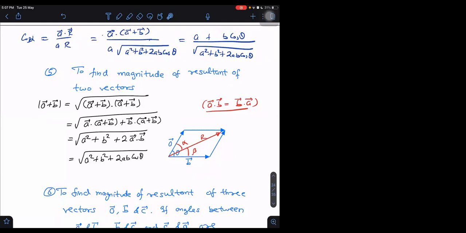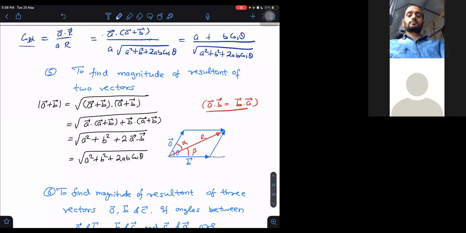Similarly, can you get beta or not? Yes, sir. The same way we can get beta. Although, let me tell you one more thing here. It is really very good and interesting to find the magnitude of the resultant of two vectors by the dot product method. It is so easy compared to the parallelogram law. But this is not that suitable to find the angle between the resultant and the vector.